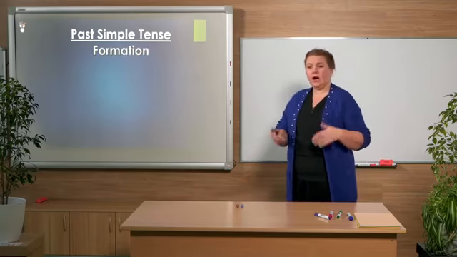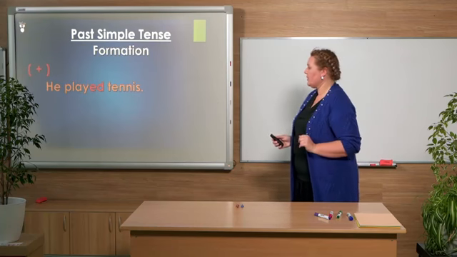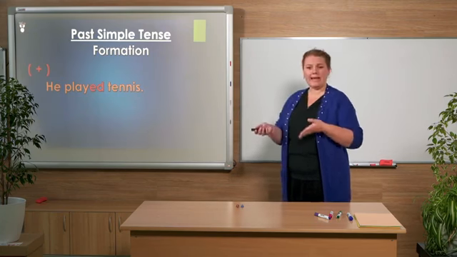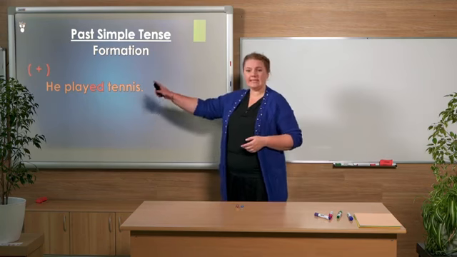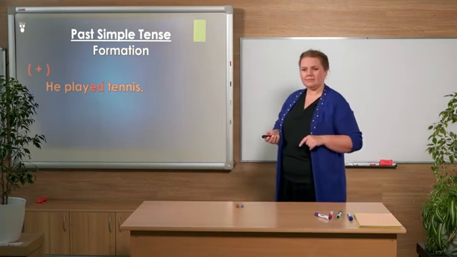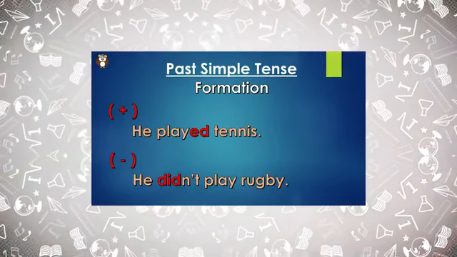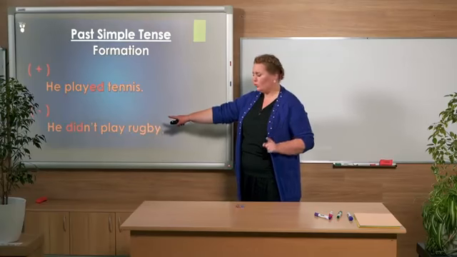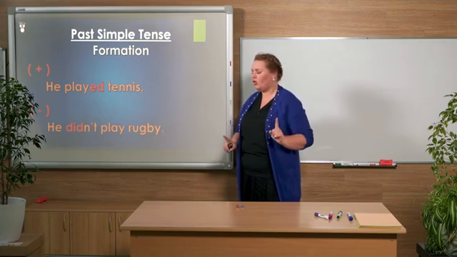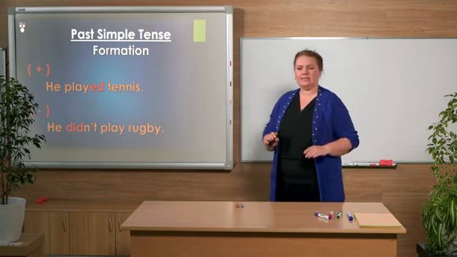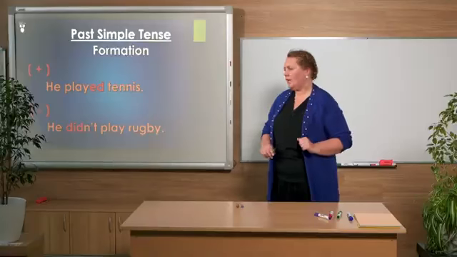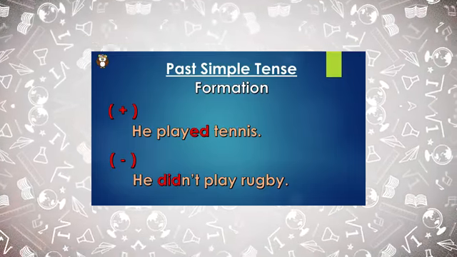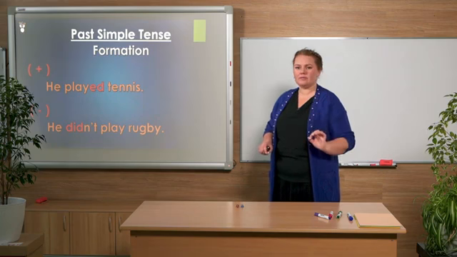Now let's talk about formation. How do we make up the sentences? Let's start with a positive one. And this is a regular verb formation. So, positive sentence, he played tennis. We add the ed ending. Let's make a negative one. Ready? He didn't play rugby. So, as you see, we changed it. We don't have ed here anymore. We just write play, not played. This is wrong. And we add the verb did. This is the auxiliary verb for the past simple. So one more time. Positive, he played tennis. Negative, he didn't play tennis. And this is regular verbs.